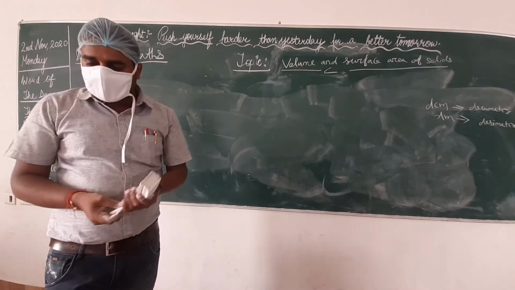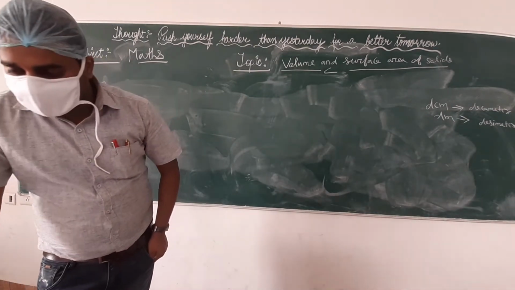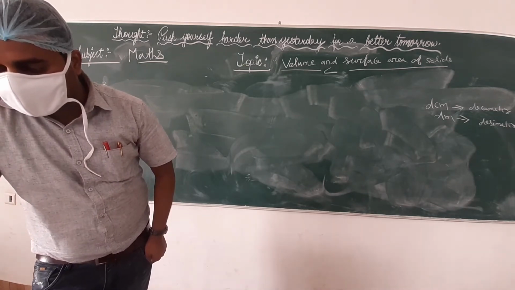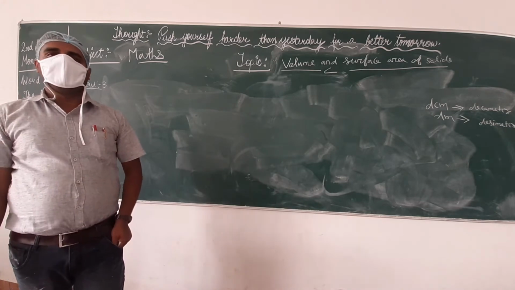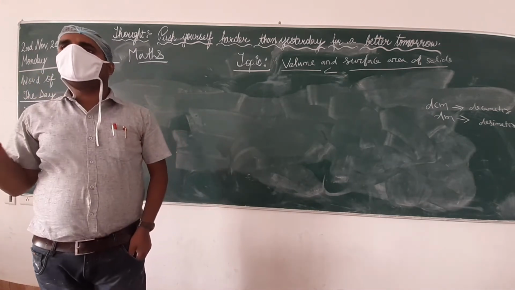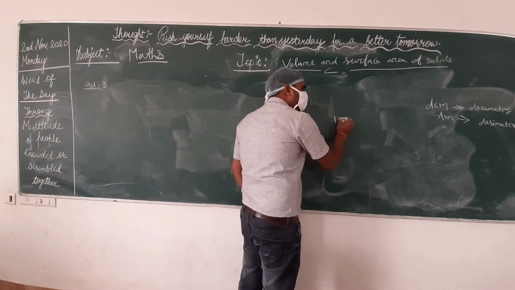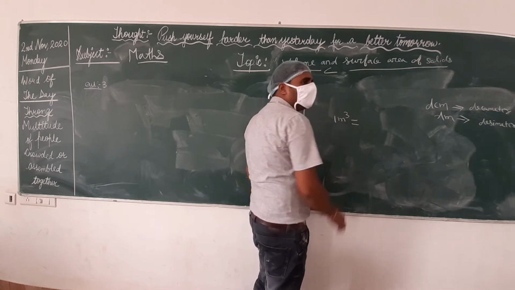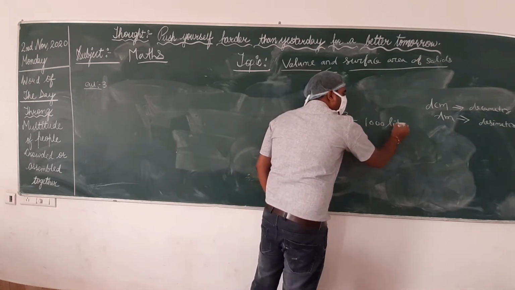Question number 3 tells that a cuboidal water tank is 6 meter long, 5 meter wide and 4.5 meter deep. How many liters of water can it hold? Suppose you have a cuboidal water tank, and I have to say that if you have a 1 meter cube volume, then the capacity of that is 1000 liters.